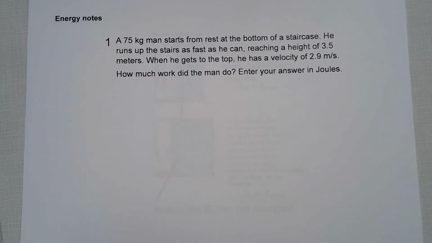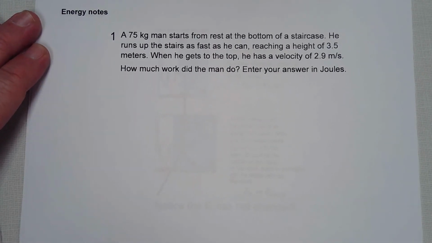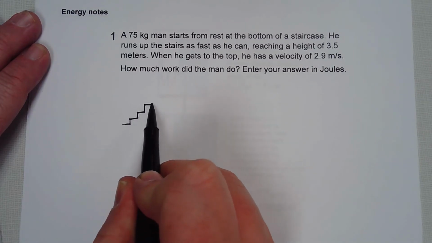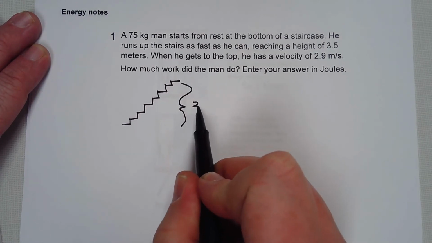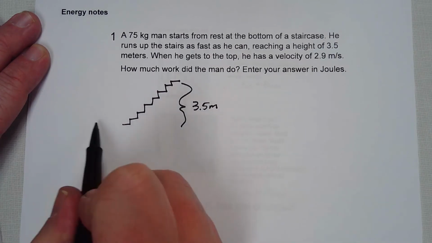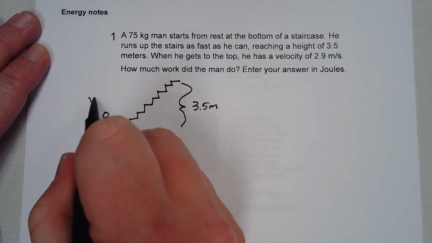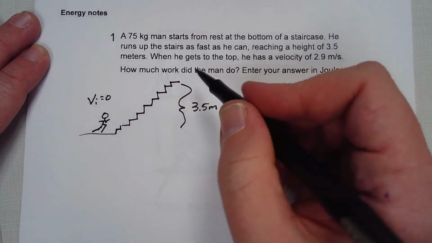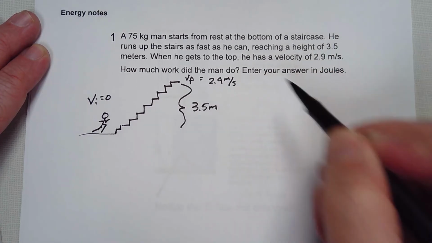A 75-kilogram man starts from rest at the bottom of a staircase. He runs up the stairs as fast as he can, reaching a height of 3.5 meters. When he gets to the top, he has a velocity of 2.9 meters per second. How much work did he do? So we've got a set of stairs. We know that set of stairs is 3.5 meters high. We also know that, at least to start with, the man is standing at the bottom of the stairs with vi of 0. Now, when he gets to the top of the stairs, here the vf is 2.9 meters per second.